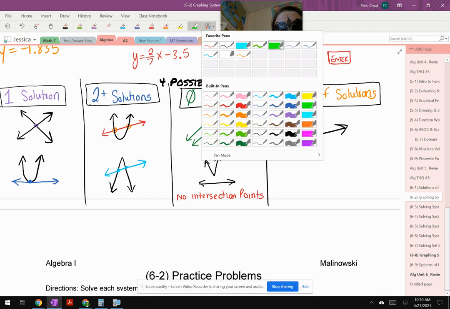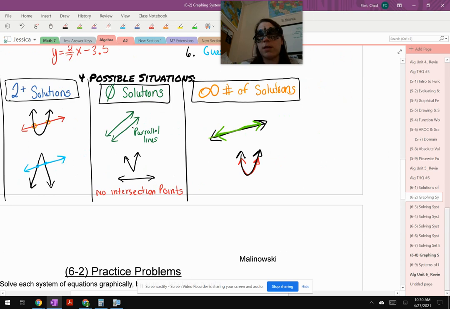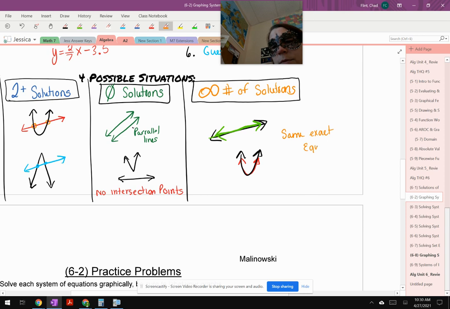It could be a line or a parabola. And then you have another graph exactly on top of it. It's the same graph. It's the same exact equation. Boom. So that means there's infinite solutions because it's the same exact equation. They intersect at every point.